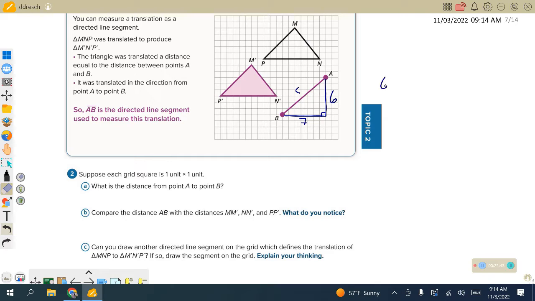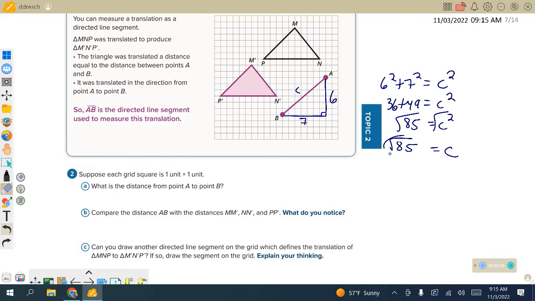Okay, so what do we got? 6 squared plus 7 squared equals C squared. What do we got? 36 plus, and what's that add up to? 85? And as we square root that thing, does 85 go anywhere? No, you can do 5 and whatever, but that goes a little farther. So the square root of 85 is the best we can say.